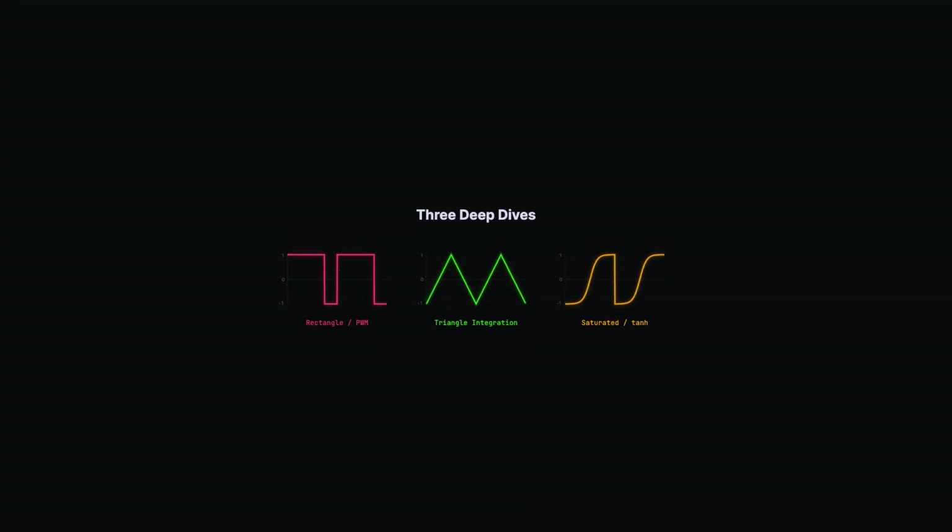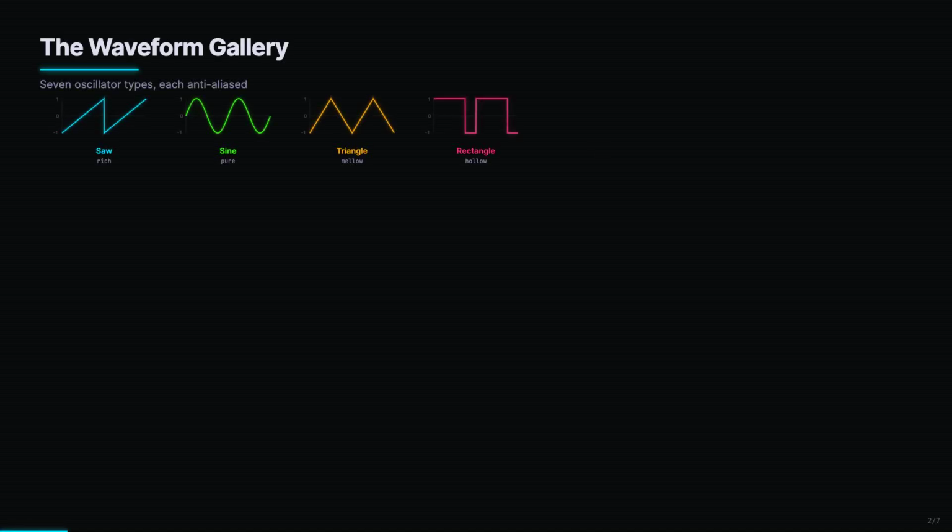Some of these are straightforward. A sine wave is just a math function, but others are built in surprisingly clever ways. We'll look at 3 in detail: pulse width modulation, a triangle wave made from a square, and wave shaping with a tanh curve. Here are all 7 waveform types our oscillator can produce.